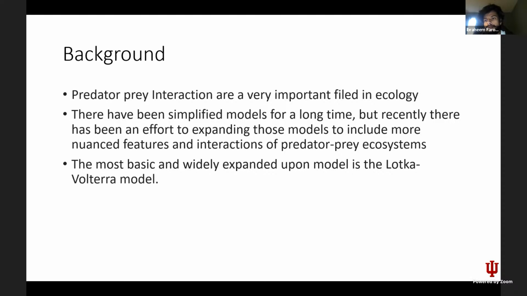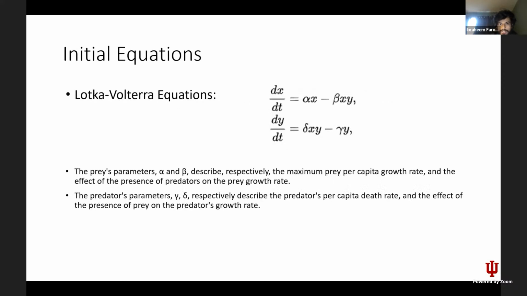But more recently, these simple models have been expanded upon by adding different parameters and other constants to try and simulate other more nuanced features of predator-prey interactions, for example behavioral responses or behavioral modifications or other niche species behaviors. So the most widely used and widely expanded upon model for predator-prey interactions is the Lotka-Volterra model. And the Lotka-Volterra model, represented here, is pretty simple.